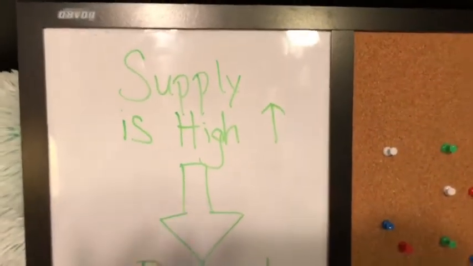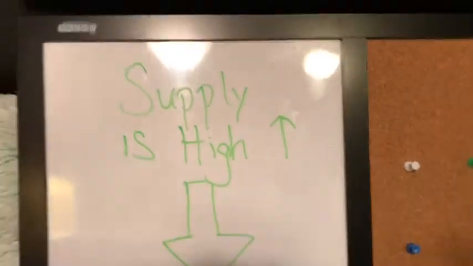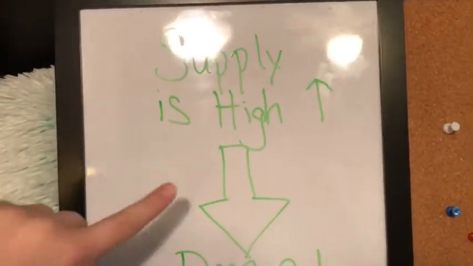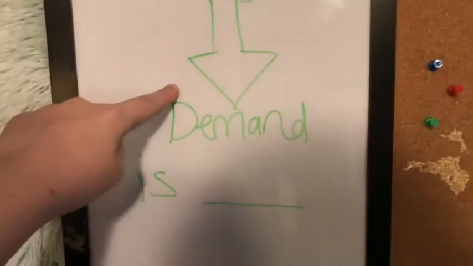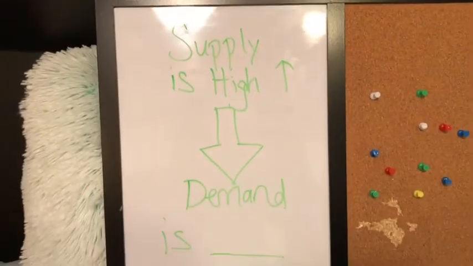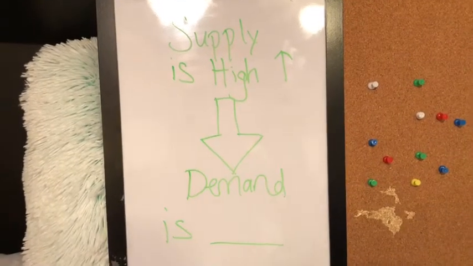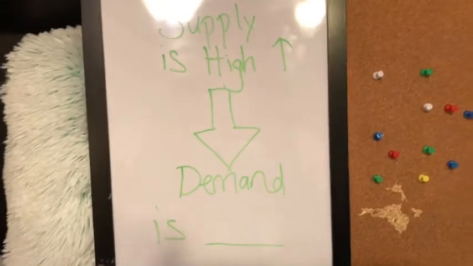So now I'm going to talk about, if supply is high, what does that mean for demand? If supply is low, what does that mean for demand? And I'm going to do it on the whiteboard so we can look at it over here. Alright, so I have drawn this up on the whiteboard. It says supply is high with an arrow pointing up for high, which leads to demand is, what do you think it would be? I'll give you a few seconds to think about it. Supply is high, which means demand is low.